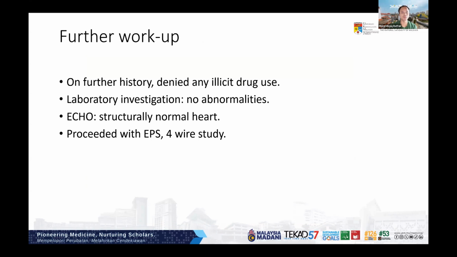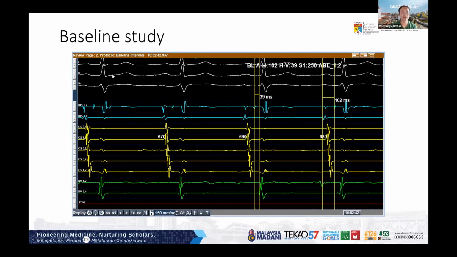For further workup, the patient denied any illicit drug use. Laboratory investigation showed no abnormalities. Echo showed a structurally normal heart. So we proceeded with an electrophysiological study with a 4-wire study. This is the baseline study, basically unremarkable: AH is about 102, HV interval is 39.